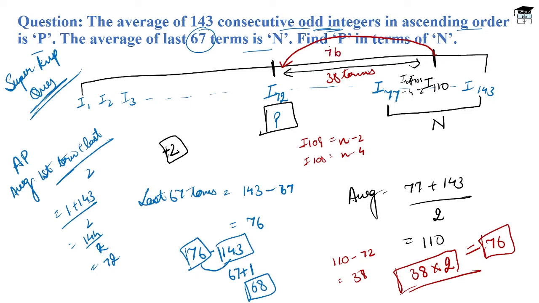But how will we write that? P is equal to N minus 76. What is P? P is N, the average here, for the term I110, and the difference is 38 terms, decreasing by 2 each. Each one is decreasing by 2, so in total it is 76. So P is equal to N minus 76.